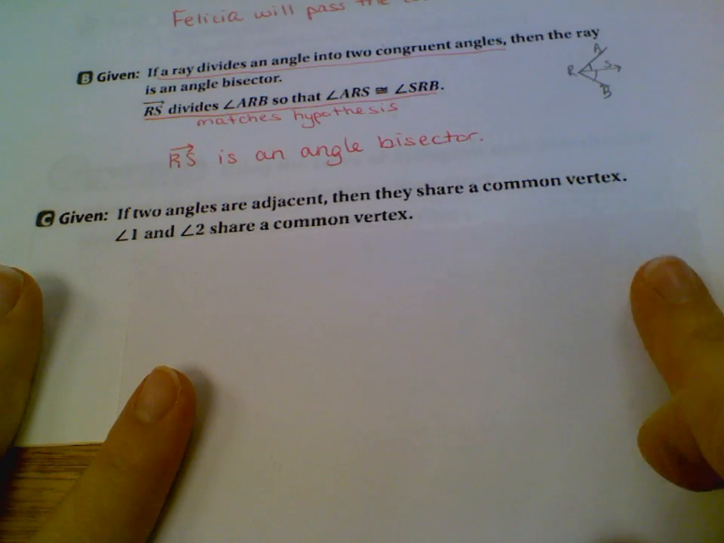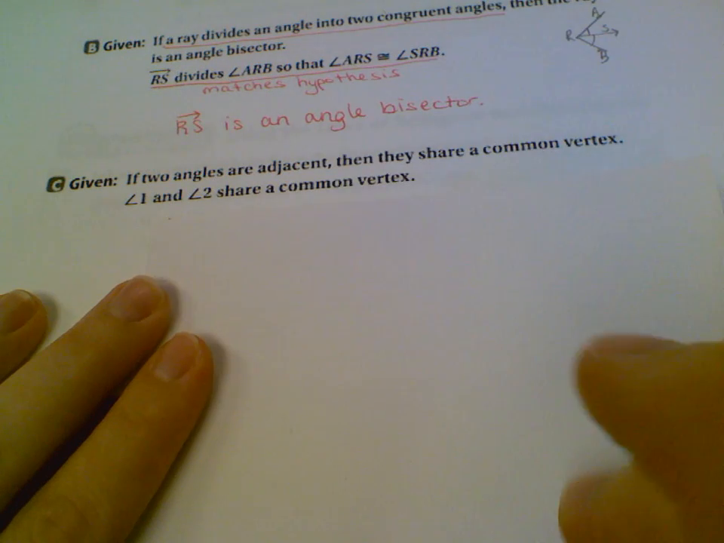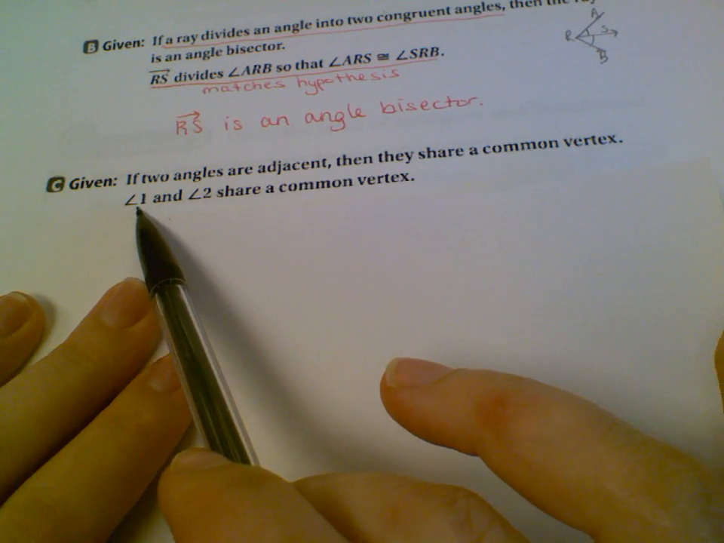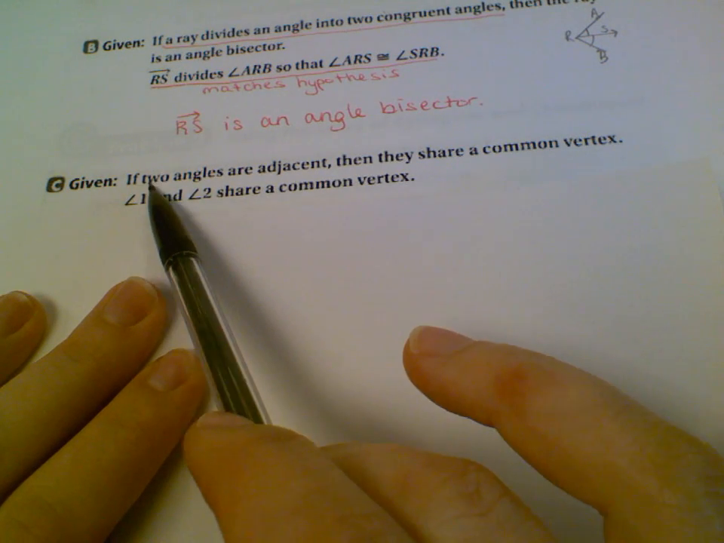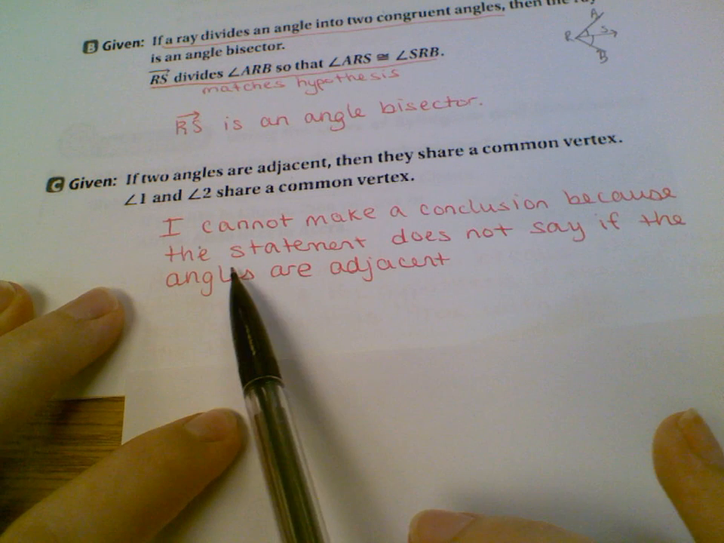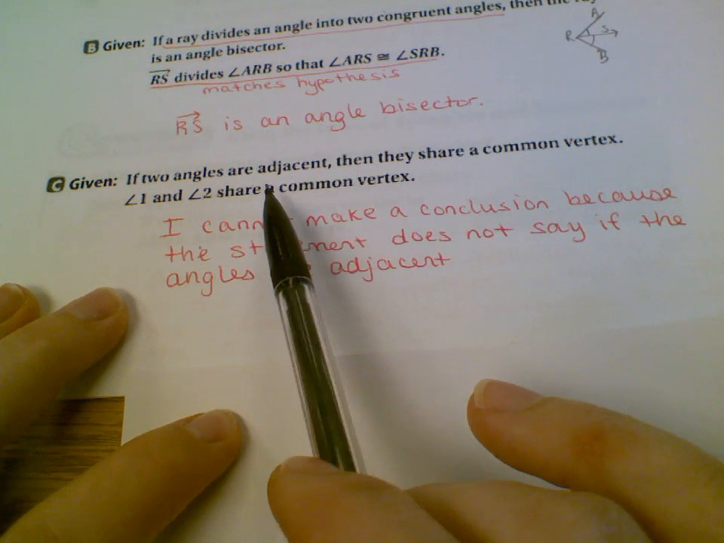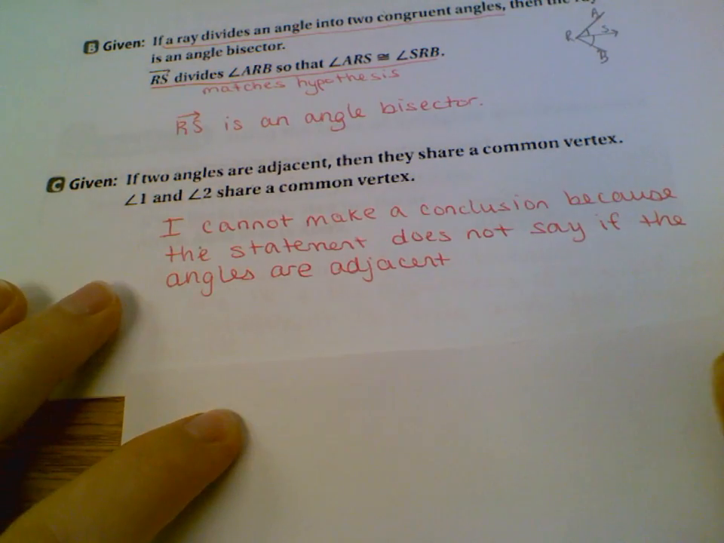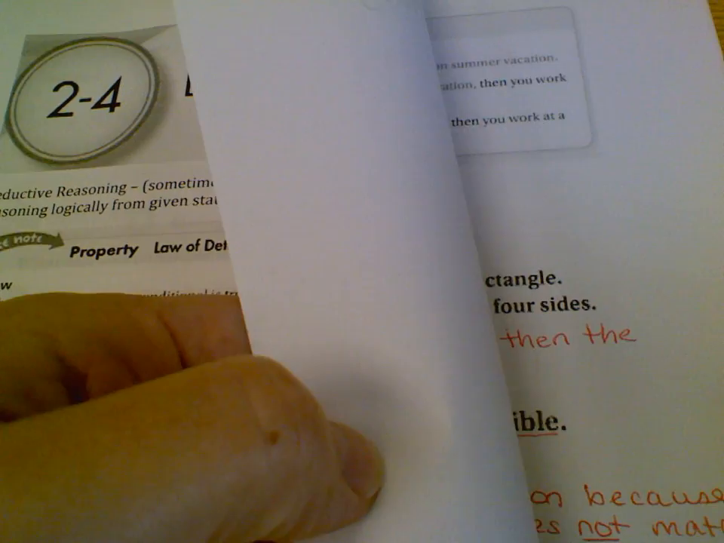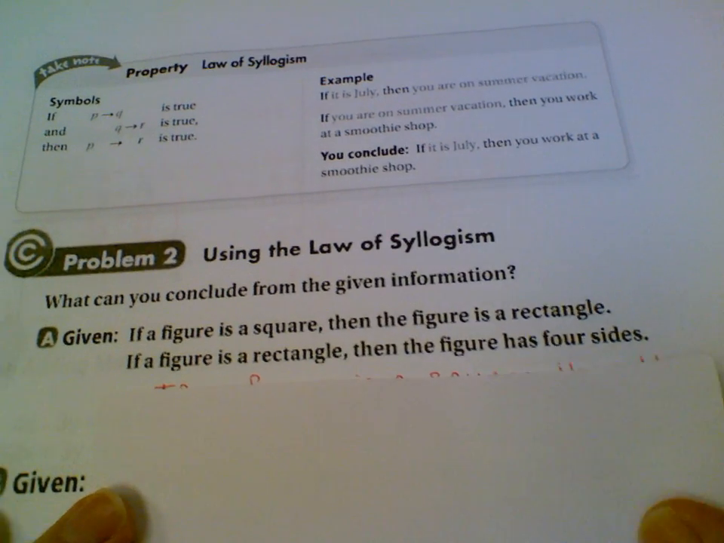So here we have, if two angles are adjacent, then they share a common vertex. Angle 1 and angle 2 share a common vertex. Notice that this sentence does not match my hypothesis. So I cannot make a conclusion because the statement does not come up with the same hypothesis. So it has to match what you have in that hypothesis spot. Alright, that was law of detachment. So a sentence matching your hypothesis. Now we're going to work towards law of syllogism.